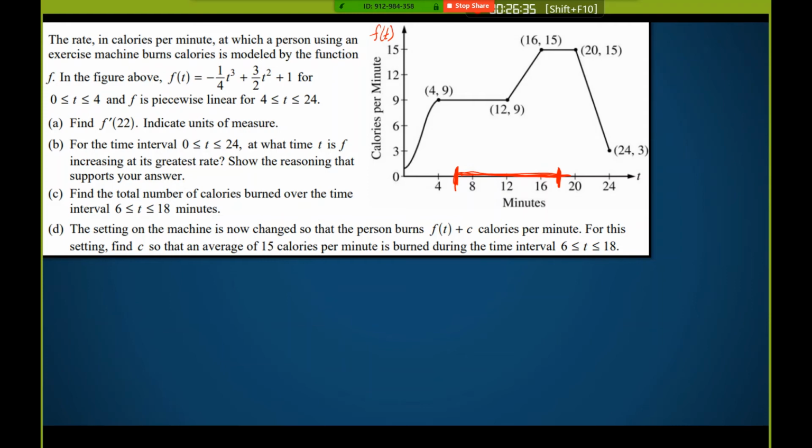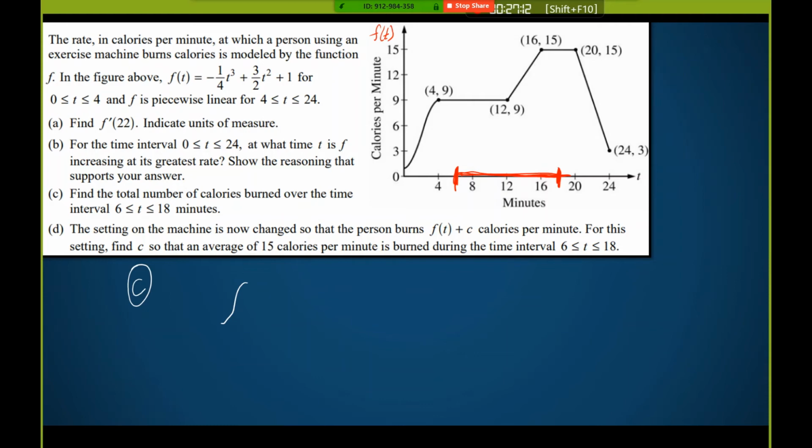Right, so we're working on C. We want to find the total number of calories burned from 6 minutes to 18 minutes. Right now we have a function that is calories per minute at any minute. So what do I have to do to get the number of calories? Integrate, perfect. So we want to integrate from 6 to 18 of f of t dt. I'm going to rewrite that f because that looks like an f prime. F. Okay.